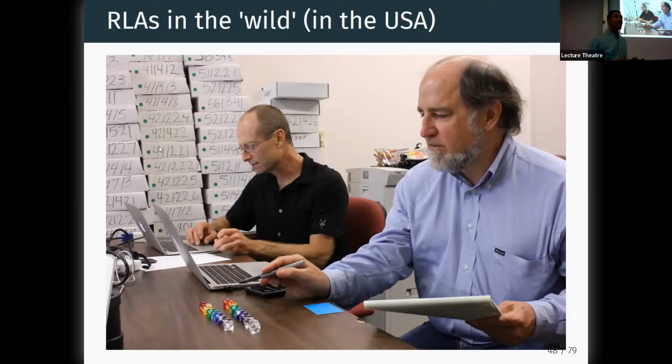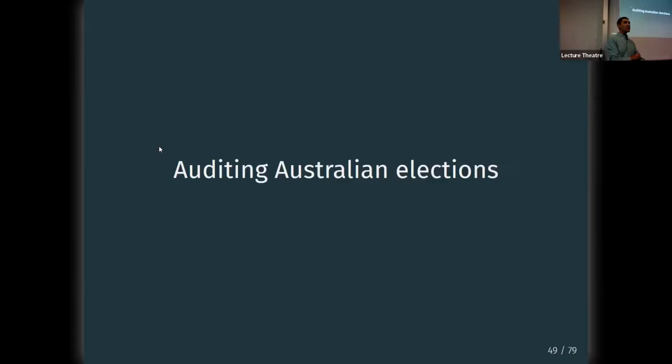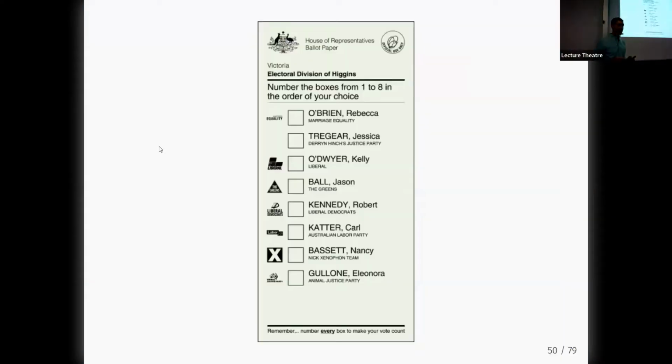So yes, these things are actually being used in the US. Mostly in a pilot sense, so they're not running real audits that have the teeth to change an election, but they've been tried out in many, many states. If Philip were here, he could talk a lot more about which states are doing it and which ones aren't and so forth. But we're more interested in Australian elections. So let's talk about what we do here.